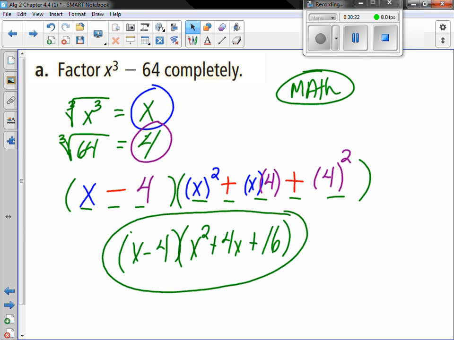Questions on any of this here? Questions on anything we've done so far? I can tell if they're the sum of two cubes.